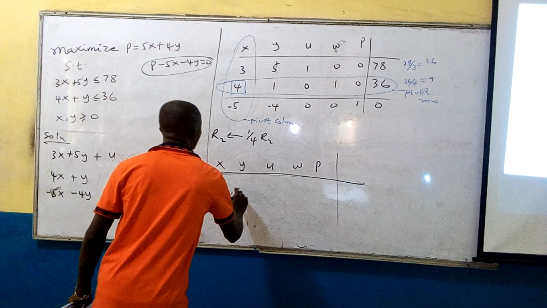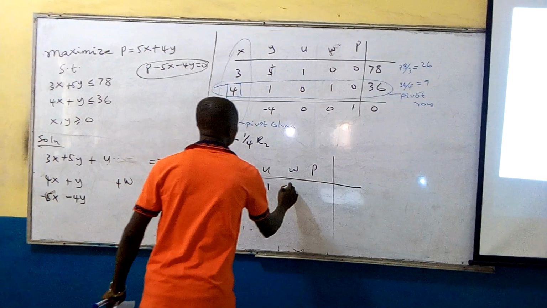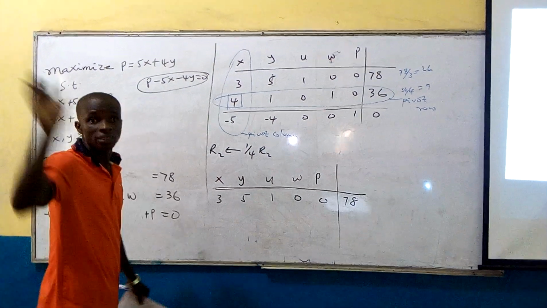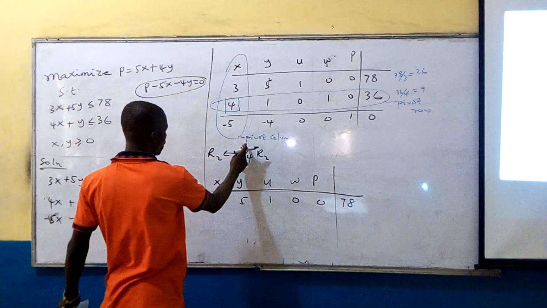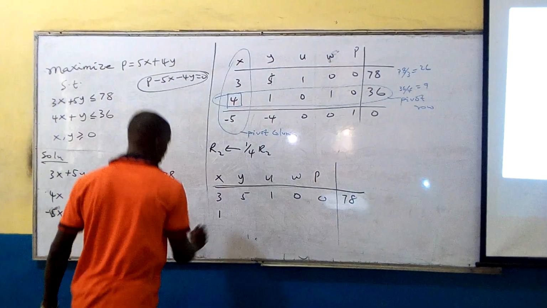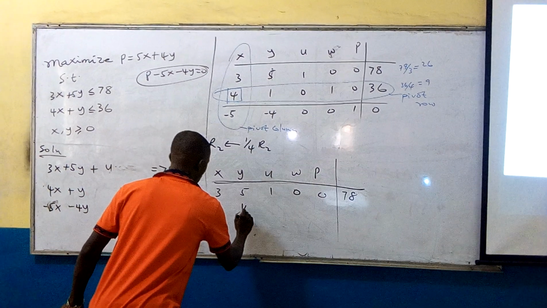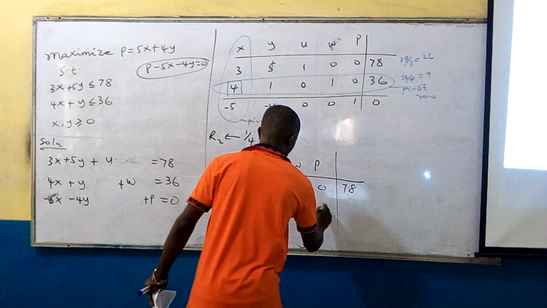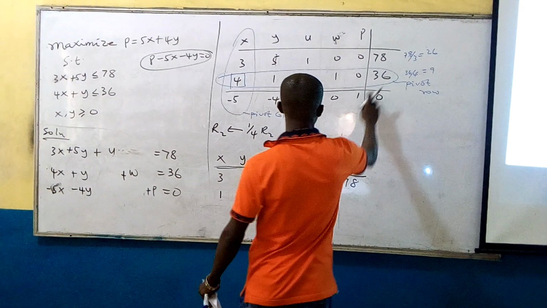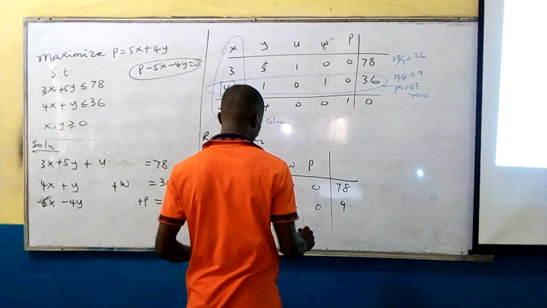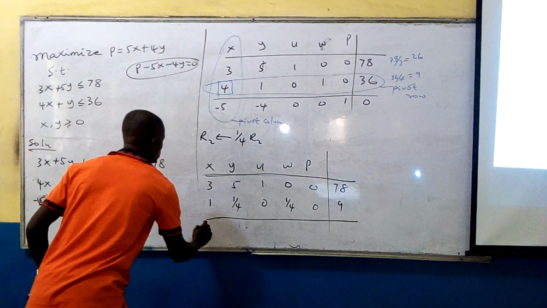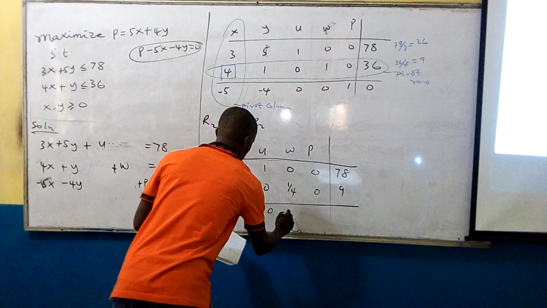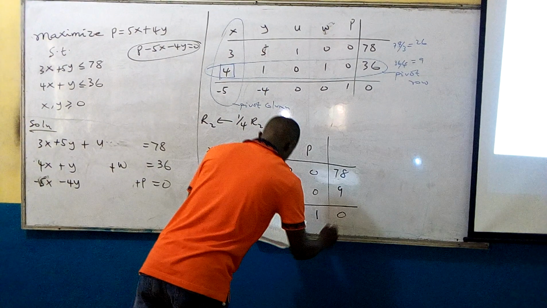So we have 3, 5, 1, 1, 0, 0, 0, 0, 78 for the first row. Then 1/4 of row 2 will give us 1, then 1, 0, 0, 1/4, 0, and 36 over 4 is 9. Then for the last row we have -5, -4, 0, 0, 0, 1, 0.